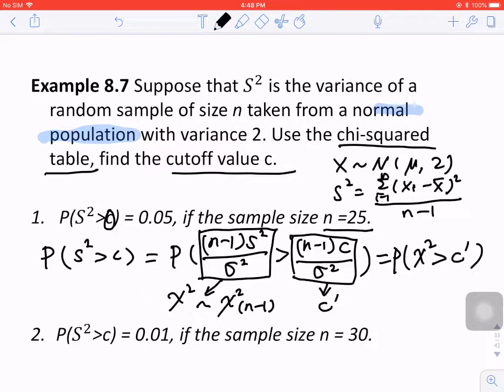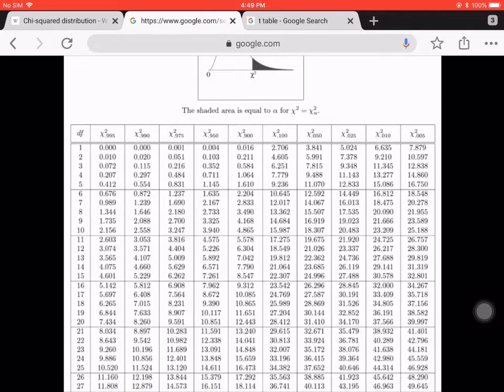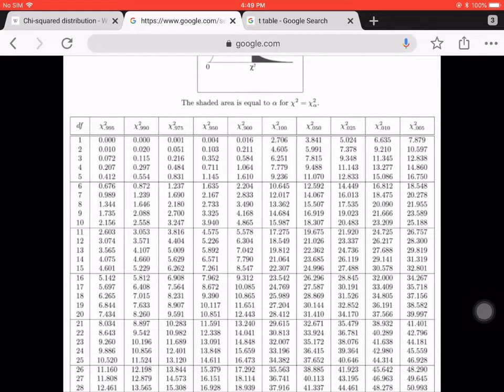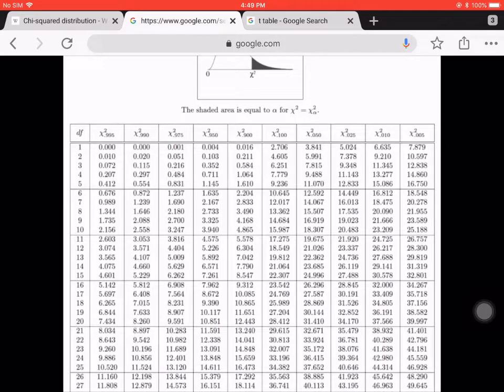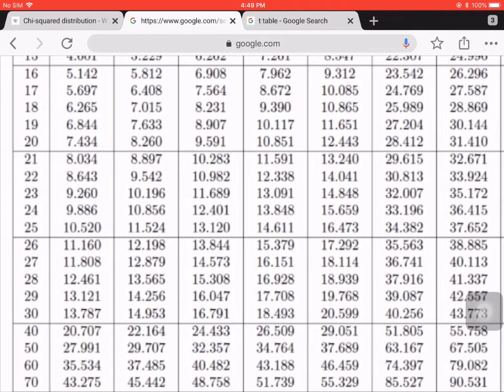So we can let those constants be a new constant called c prime. Okay, so I'm going to find this cutoff value c prime to make the probability equal to 0.05 using this table. So n is equal to 25, which means n minus 1 is equal to 24. First of all, find 24 from the first column, which is the degrees of freedom. You can find 24 here, in the middle of the screen.